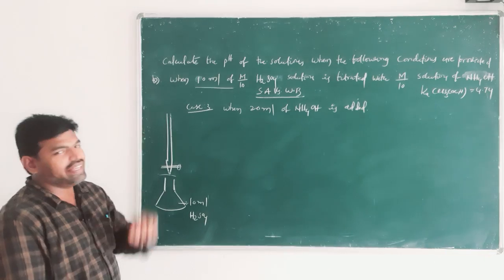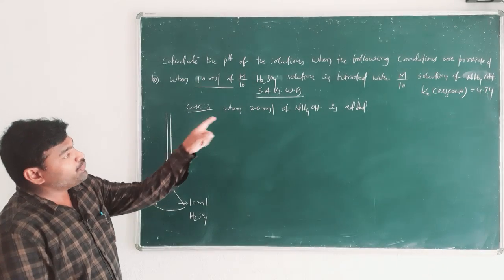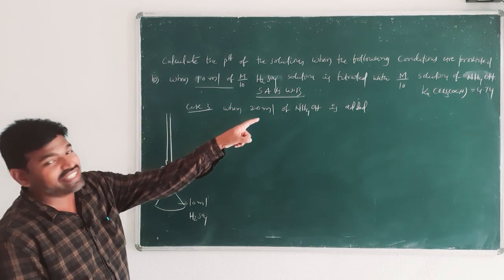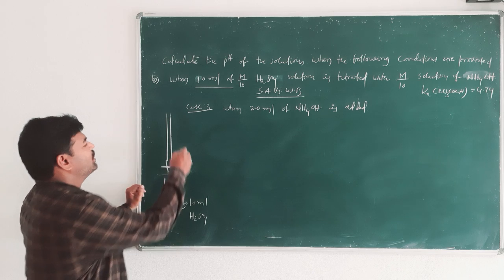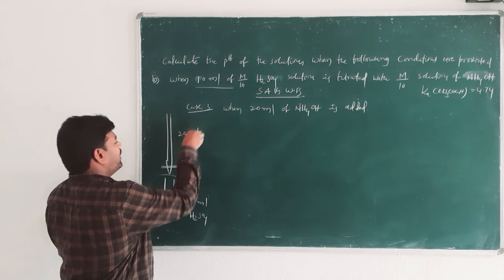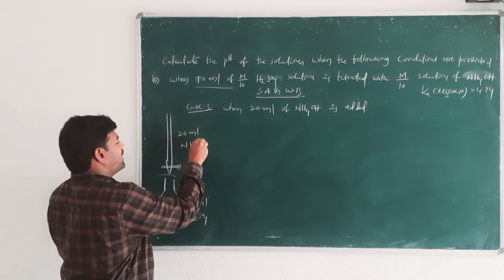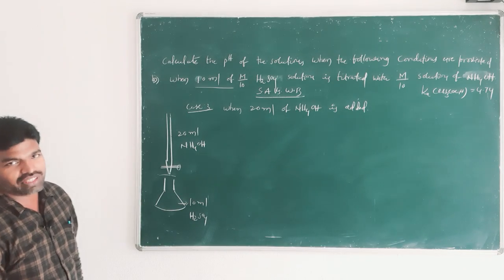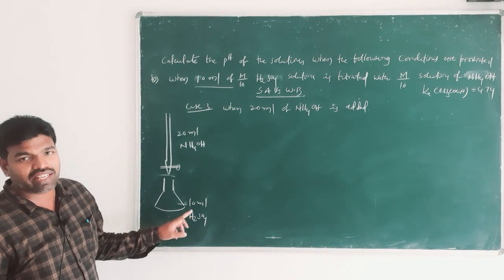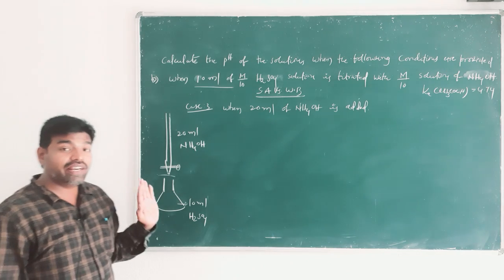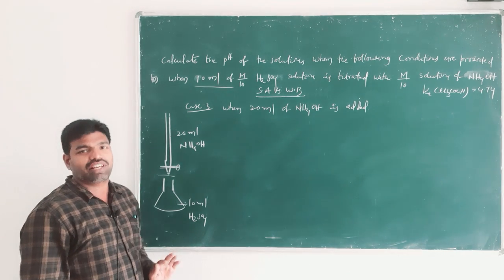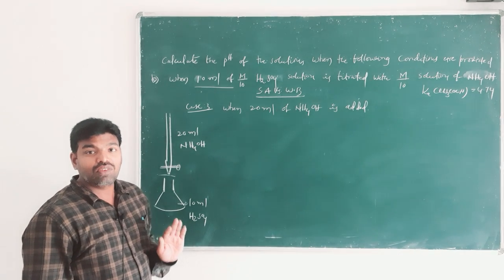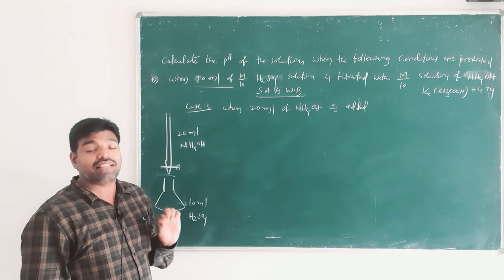And case 3 is when 20 ml of NH4OH is added to the 10 ml of H2SO4 solution. The 10 ml of H2SO4 is the analyte, and we should calculate the millimoles or milliequivalents to know the extent of reaction that has undergone.